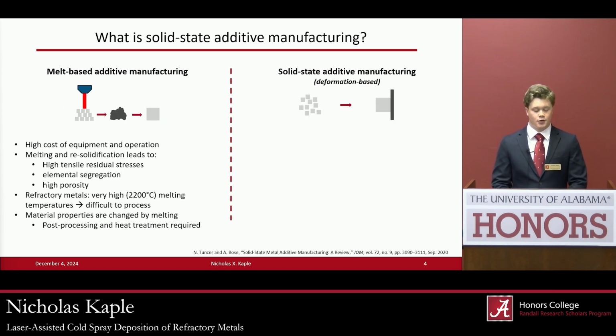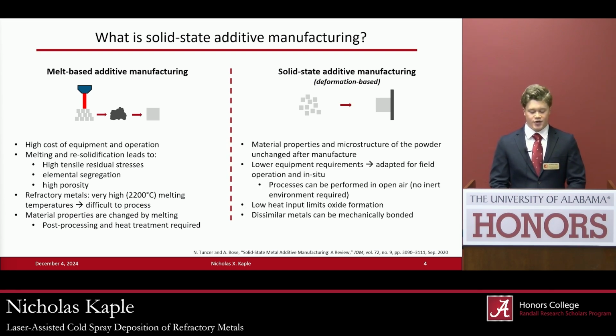Some of the drawbacks of melt-based additive manufacturing are that we have a very high cost of equipment and operation. Also, melting and resolidification can lead to high tensile residual stresses. We can get elemental segregation, or we can get high porosity. If we're trying to process refractory metals like niobium, we have very high melting temperatures, and that makes it really difficult to process using melt-based methods. And also the material properties of our powder are going to be changed by melting, and so we normally have to do post-processing or heat treatment to get the properties that we want.